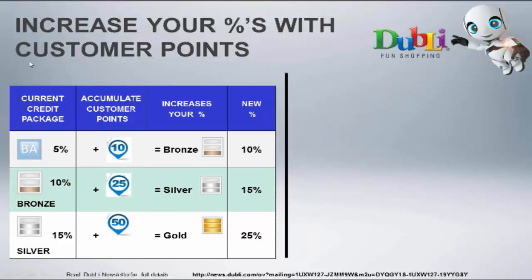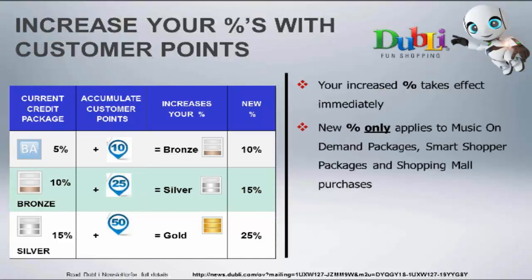Now remember, these customer points are personal customer points. They're from packages purchased by people in your personal customer base, not your organizational customers. Now when you accumulate these customer points, the increased percentage takes effect immediately, so it happens on the fly. The new percentage only applies to customers purchasing the music on demand, the Smart Shopper and the shopping mall purchases.